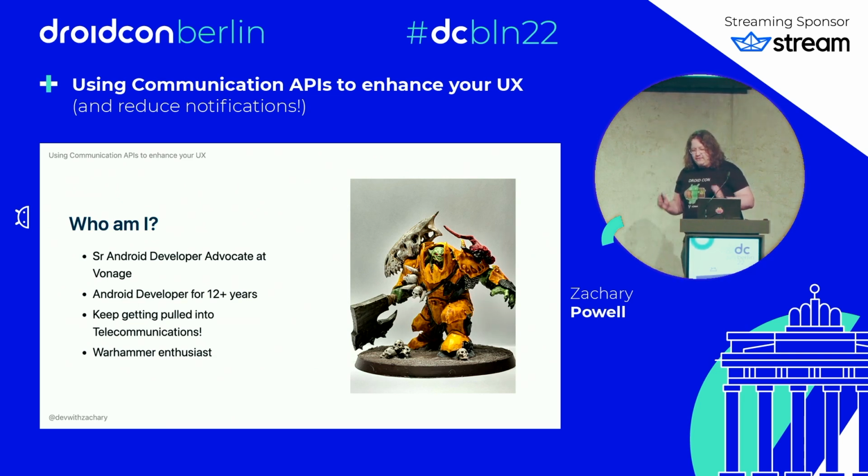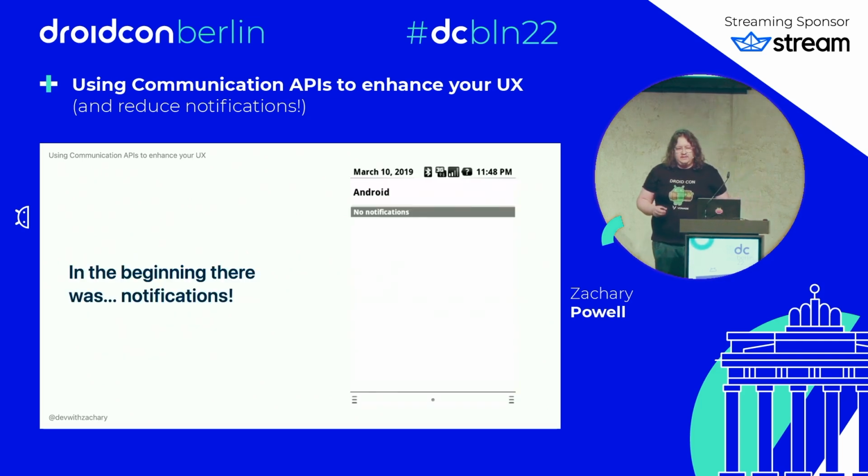So if we're going to talk about communication APIs, and communicating with our users, we have to talk about notifications. In the beginning of Android, we had the notification drawer. And it was amazing. It was new. There were other mobile platforms presenting some way to notify a user about something in your app, but they were very mismatched. It wasn't a ubiquitous, easy-to-use platform, and that's where Android came in.